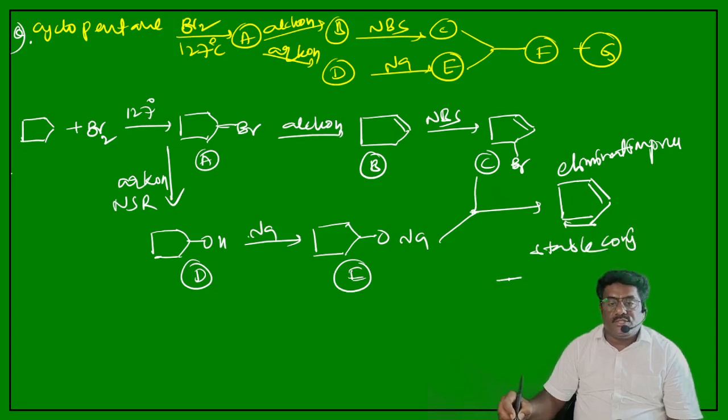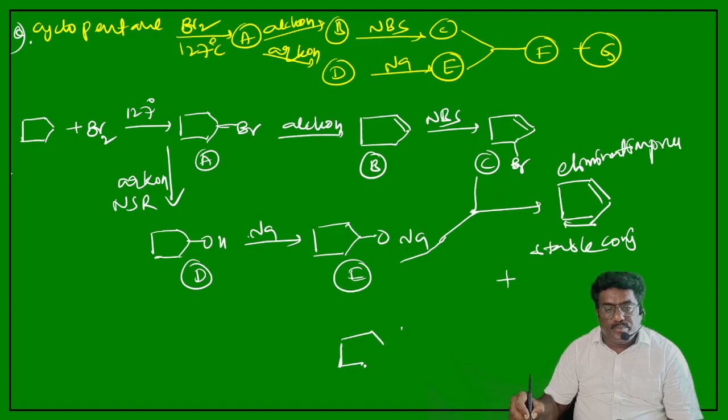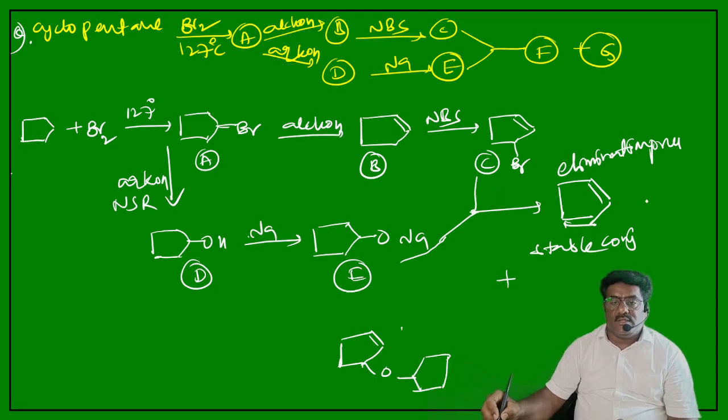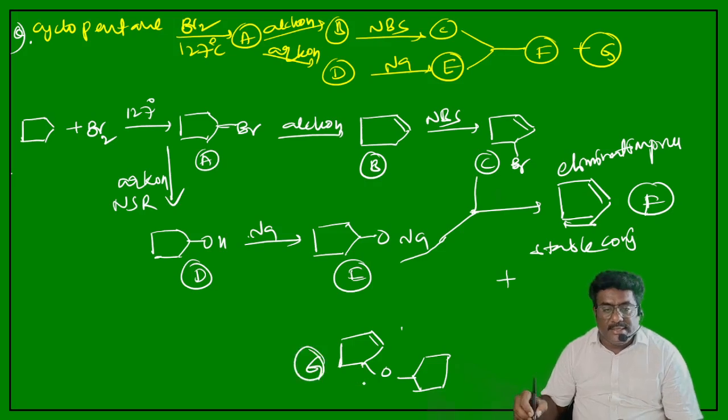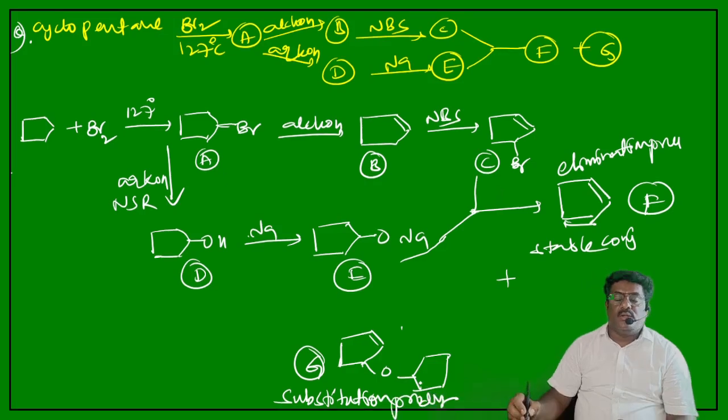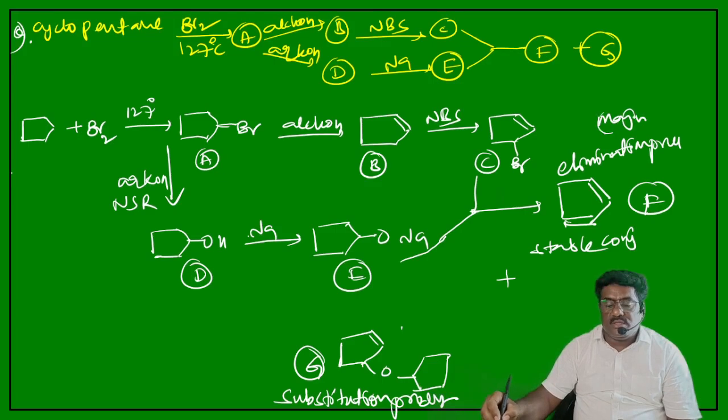So the next product forms like this. This is the F product and this is the G product. It is a substitution product. Which is major? The elimination product is major because of conjugated stabilization. Yes.